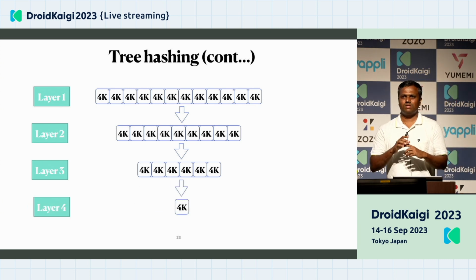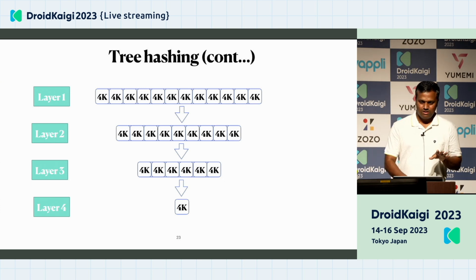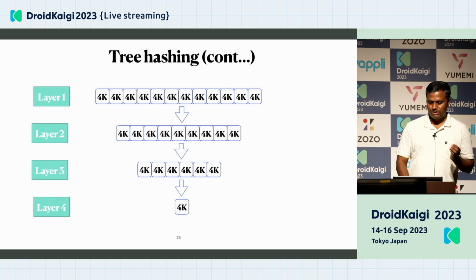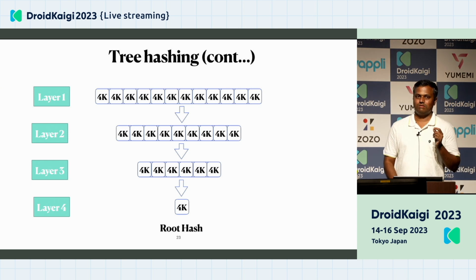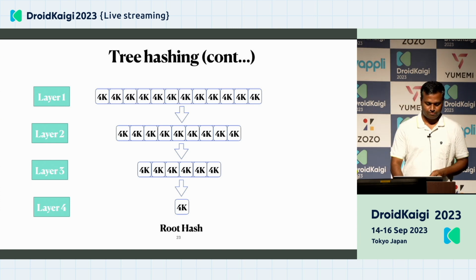There are some cases where the last 4K block is incomplete. In that case, you can just pad it with zeros, and then the hash will be calculated. At the end, a single 4K block hash will be created, and we call it the root hash. So here a tree mechanism is being used. Therefore, this technique is called tree hashing.